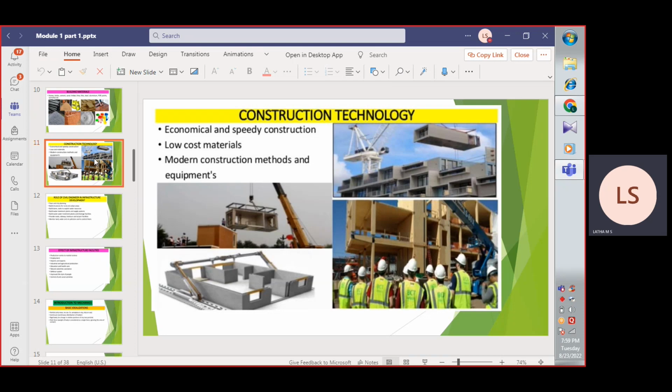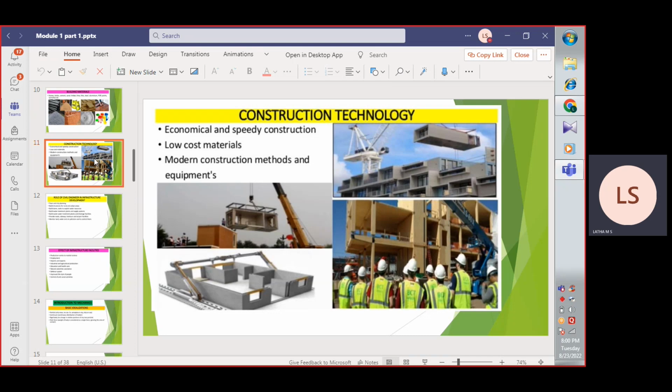Today you see a number of apartments and multi-storey buildings coming up. There is speedy construction taking place because of different ways of constructing buildings. Low cost materials: I should think of economical and low cost materials. I am not talking about food material, but the cost of the material should be low. So wherever it is possible to replace the materials, we can think of replacing them, thus saving the budget. Budget is very important for the construction of a building.